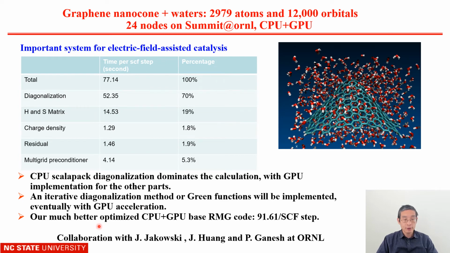Another is if you compare the timing for the localized orbitals, compare our base RMG code for the CPU plus GPU, which is really well optimized. We need 91 seconds per SCF step, or for this we only need 77 seconds per SCF step.